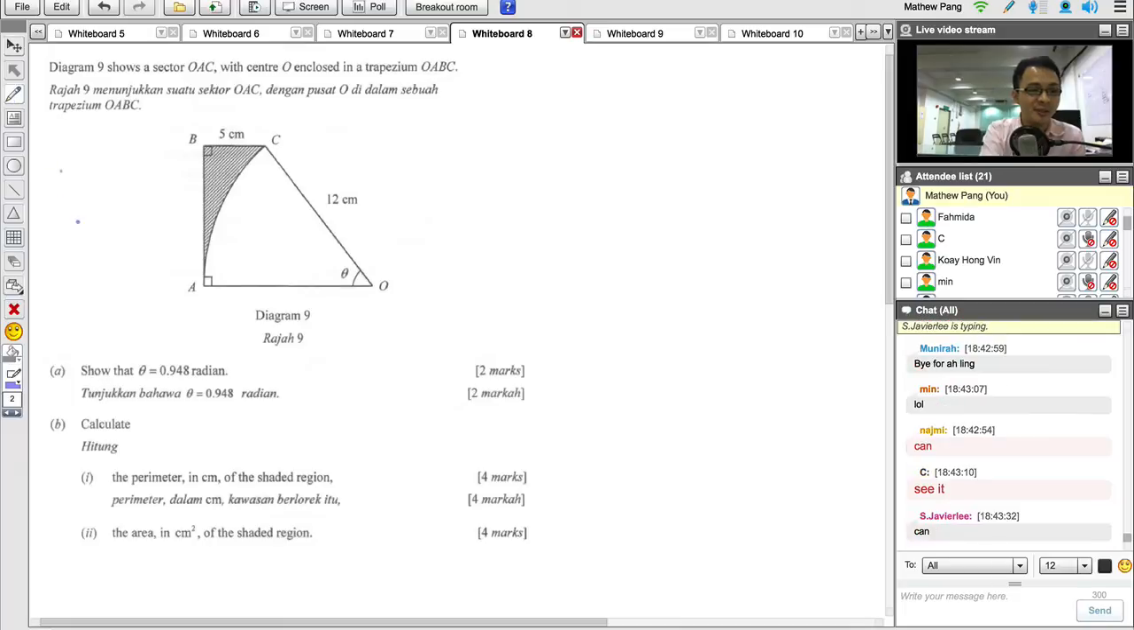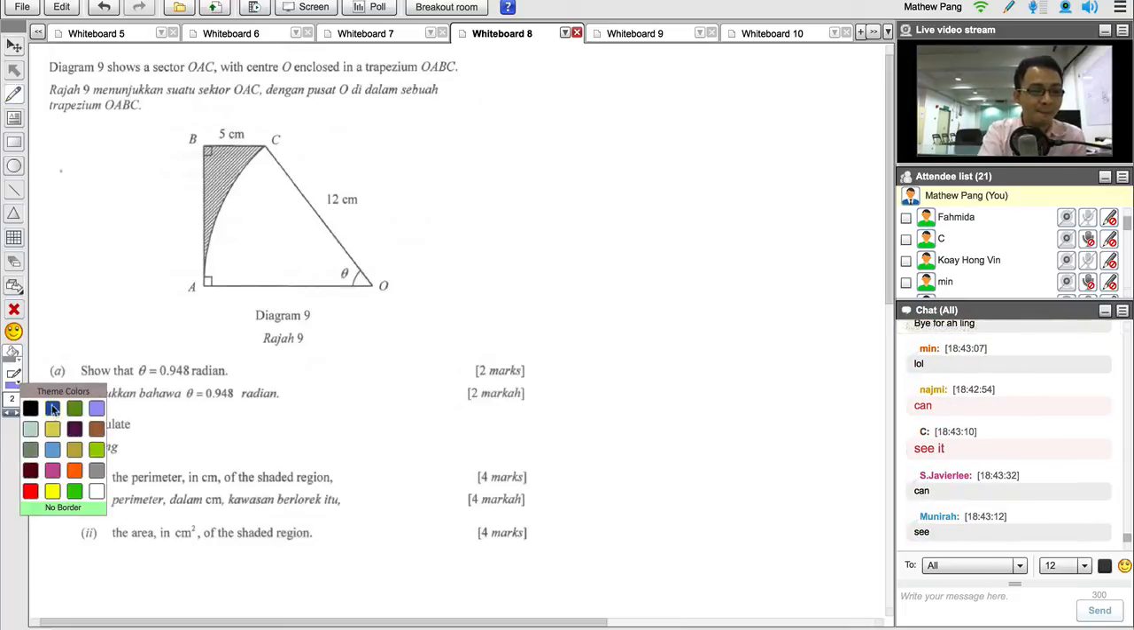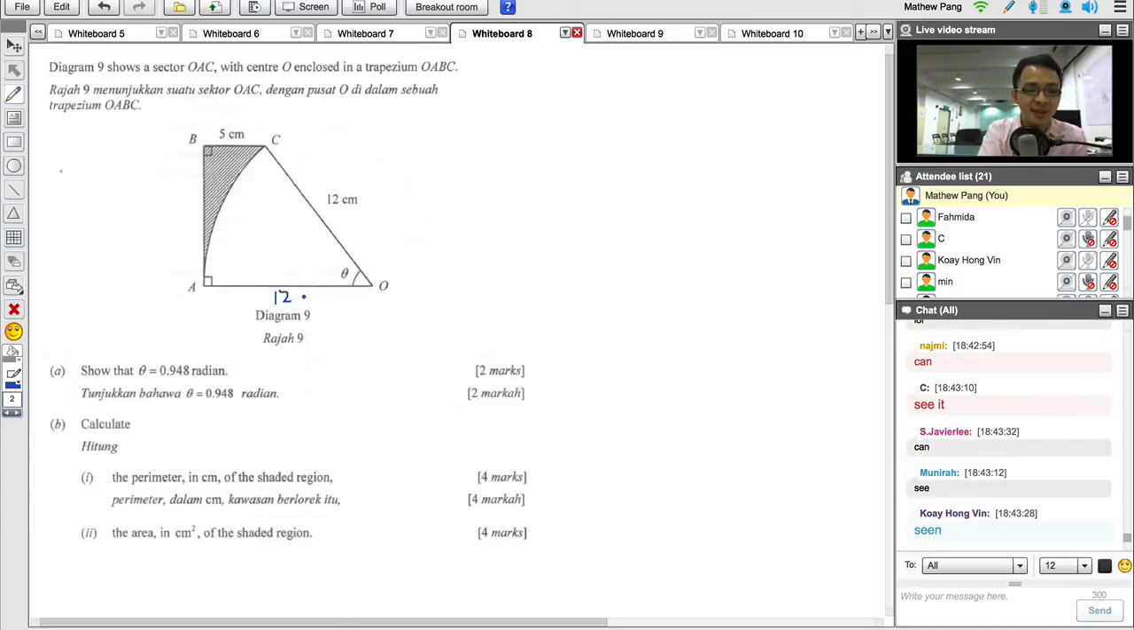Okay, let me start to discuss this question. Okay, diagram 9 shows a sector. OAC is a sector, obviously. So here we have 12 cm also, because this is a sector. Alright, and center O, and enclosed in the trapezium OABC. Okay, you see a trapezium here, so I know here and here are parallel because it's a trapezium. Okay, as shown, the angle actually is 0.948 radian.